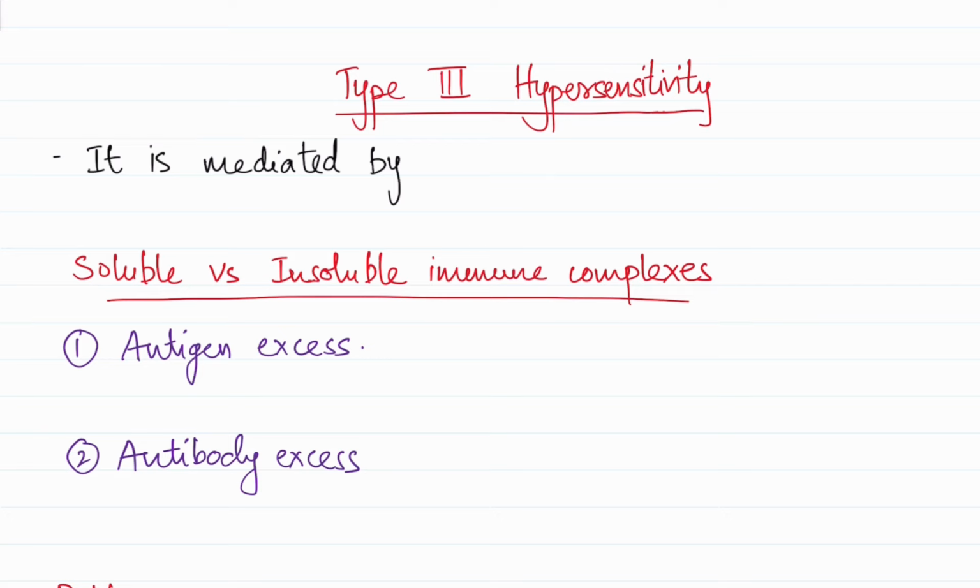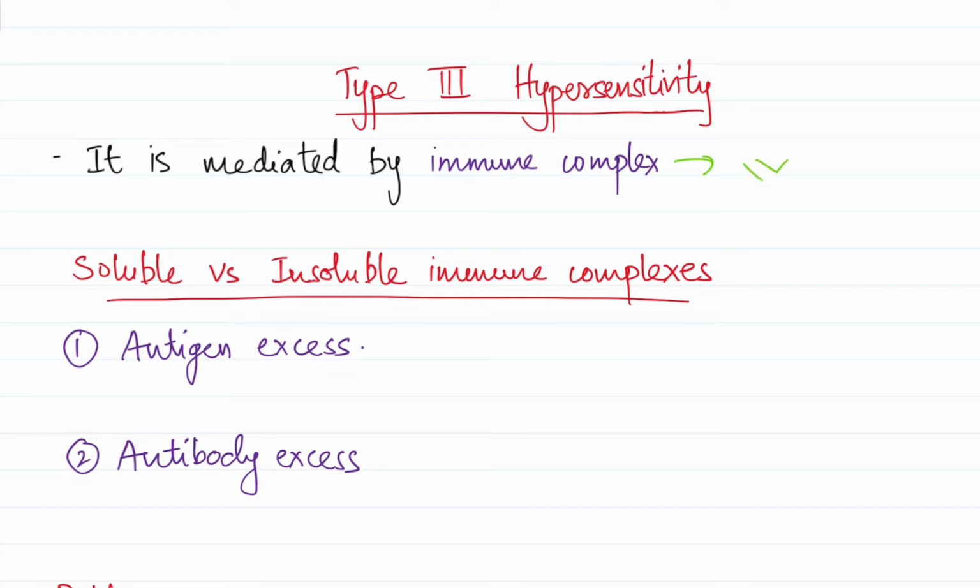So the first question is, who mediates type 3 hypersensitivity reaction? Type 1 was mediated by IgE, type 2 was mediated by other antibodies, whereas type 3 hypersensitivity reaction is mediated by immune complexes. So it is the antigen antibody complex which mediates type 3 hypersensitivity reaction.